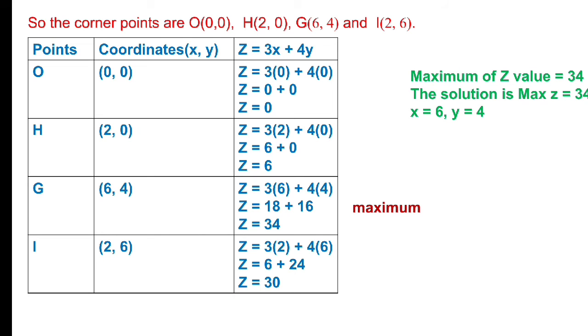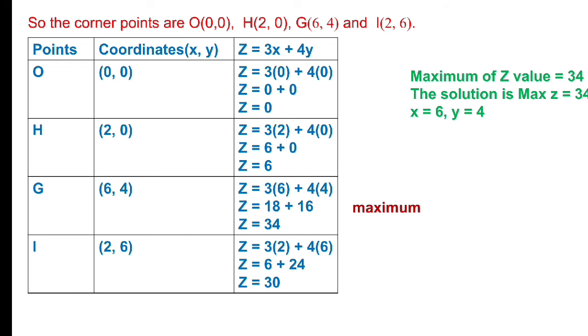From there, the corner points are selected. Then put them in the table and see what the maximum is. If a minimum is asked, z equal to 0 here, so we take x equal to 0, y equal to 0, and the minimum z equal to 0. All problems will not be the same; each problem has different ideas.